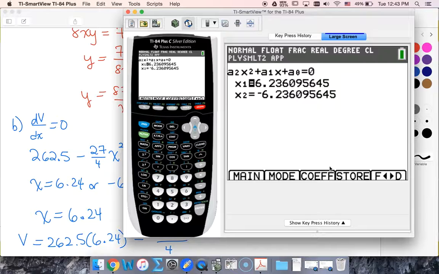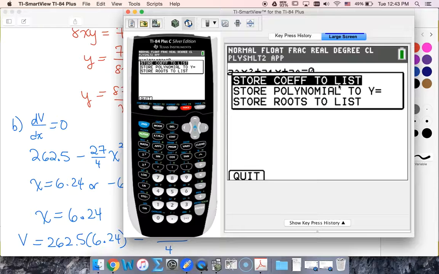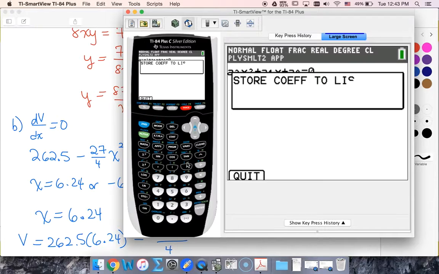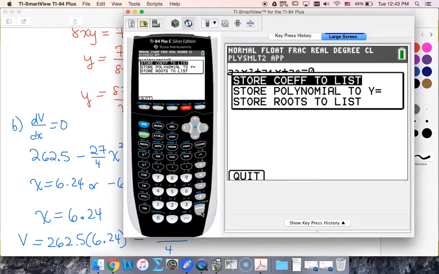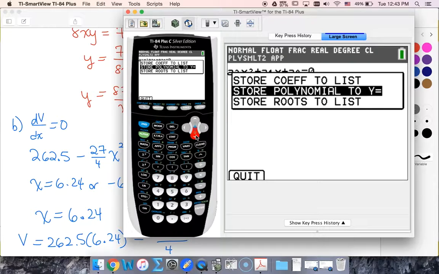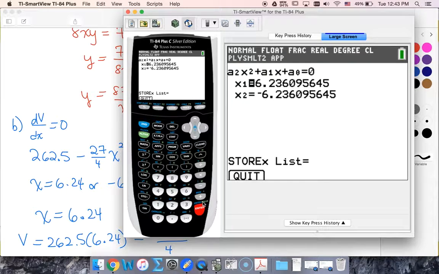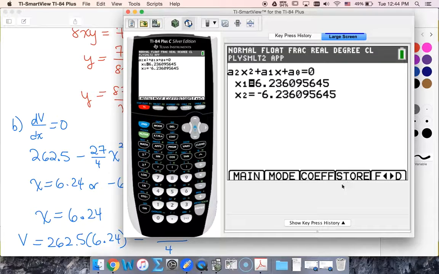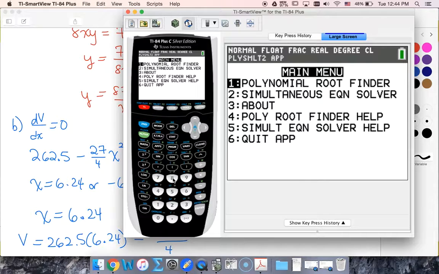Okay. So I'm going to hit store because I want to store my coefficients. I don't want to store to a list though. Well, let's see. Store roots. I don't want to store them to a list though. All right, well, let's have 6.236. So main menu, quit.